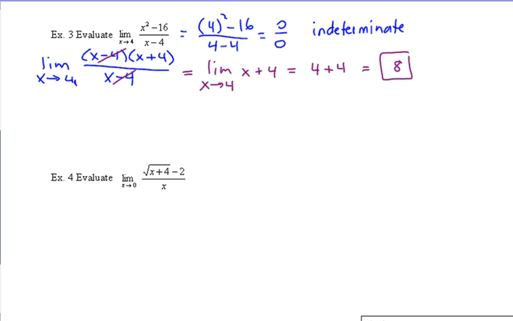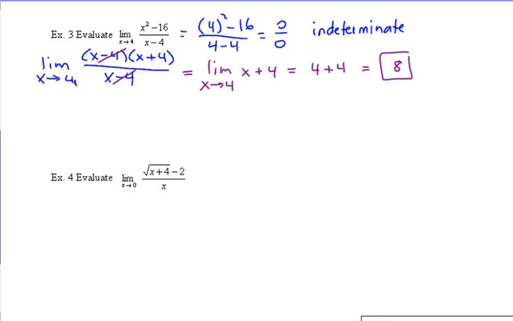So what does 8 represent? Well, if this was the equation of the slope, really what it represents is that at x equals 4 from both sides, this equation is approaching a y value of 8. A y value of 8 from both sides.